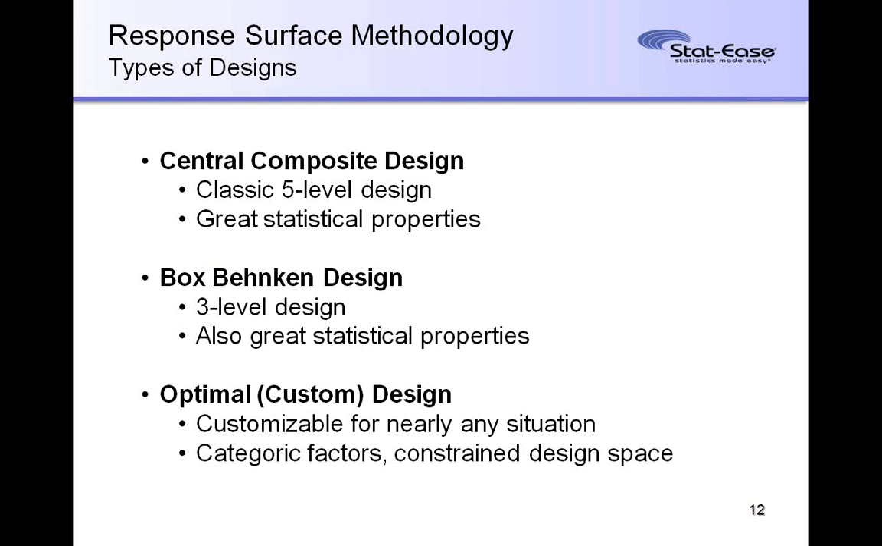And finally, my third choice is certainly the optimal design, or custom design. The optimal design is customizable for nearly any situation. It can handle constrained design spaces, it can handle categoric factors, and just quite a variety of circumstances. So when you look at your design space, we'll see some pictures here in a minute. If a central composite design can adequately fit your needs as an experimenter, then I would absolutely recommend it. If you need to customize your design space, then going to the optimal design is also an excellent option.